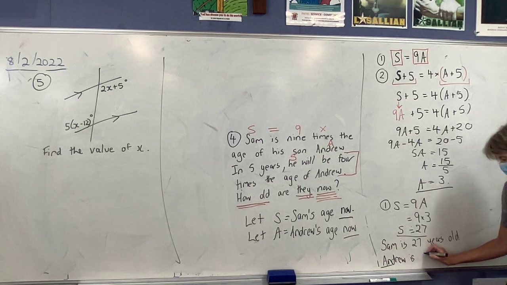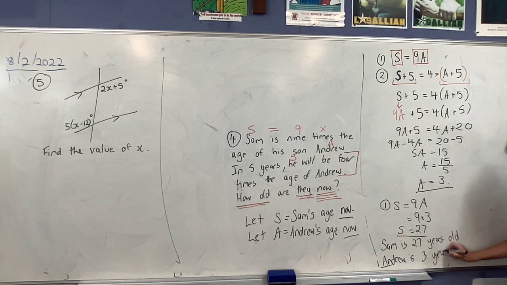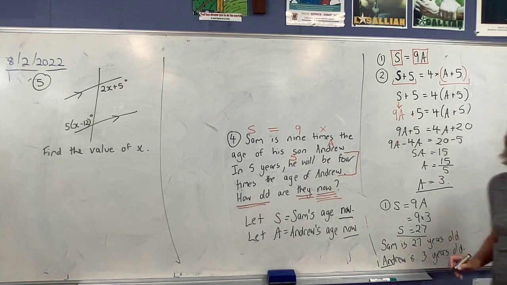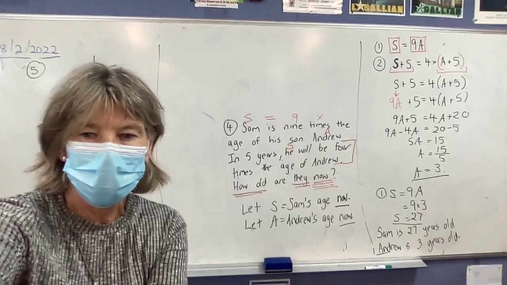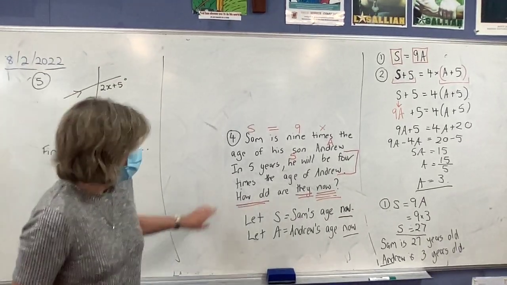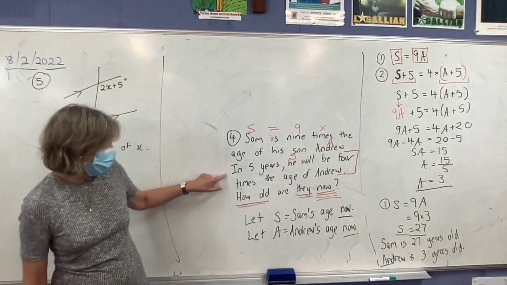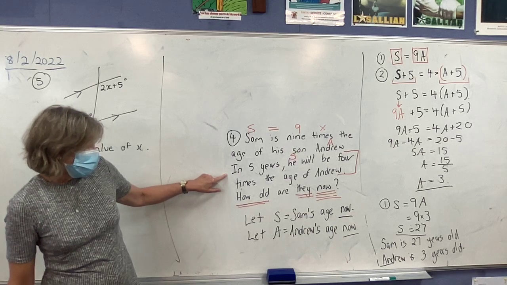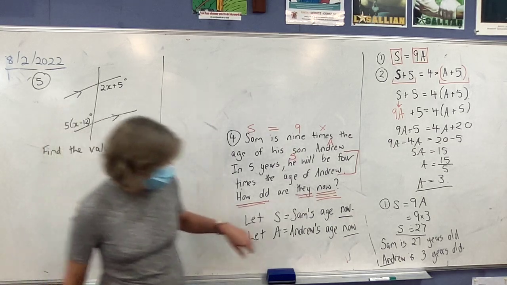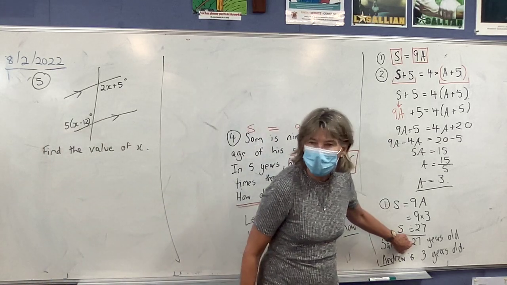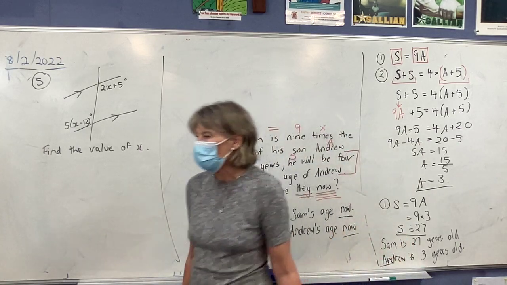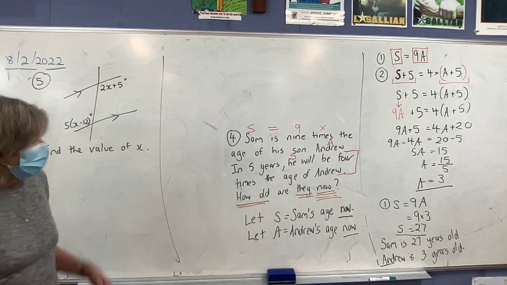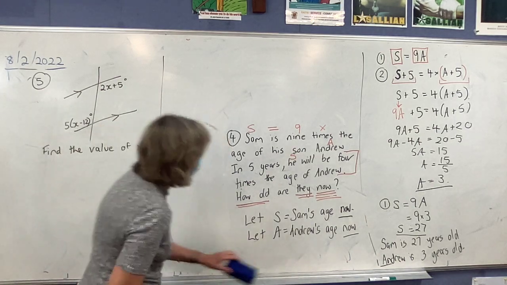Now, if you happen to have had time at the end of a test and you want to check that, you would just check that the wording makes sense, right? So we're saying here that in 5 years' time, Sam will be 4 times the age of Andrew. In 5 years' time he'll be 32. In 5 years' time Andrew will be 8. That makes sense. He is 4 times his age. So that's how you would check it if you had time at the end of the test.